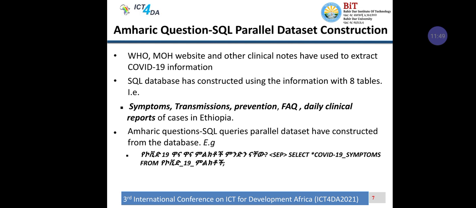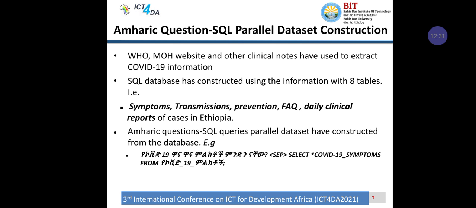So this was not an easy task, which was around 2,600 instances of parallel question and SQL pairs. The prominent information incorporated in the dataset as questions and queries are symptoms, transmission, and prevention. In addition, frequently asked questions and daily clinical reports in the case of Ethiopia.